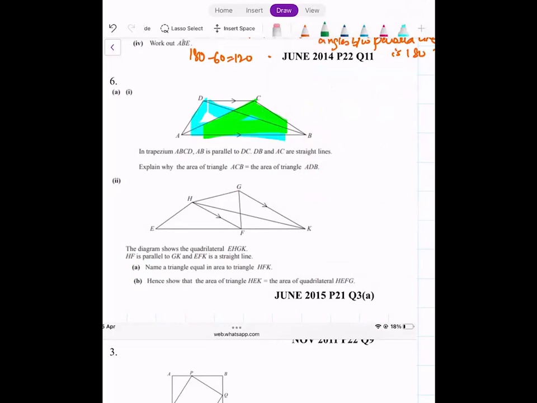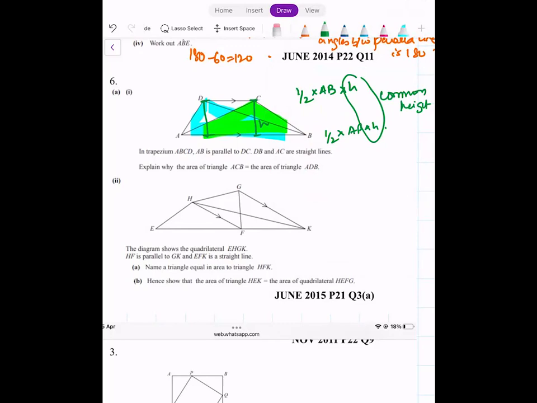Okay, now if I look at the base of ACB, it's half into AB into height. And if I look at ADB, it's half into AB into height. And can I say that the height is common? Because this is the height and this is the height, common height. That's why the areas are equal. So you can write common height, that's why the areas are equal.